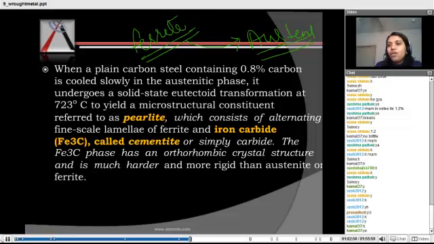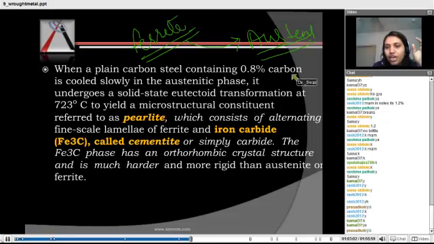This is actually a process of how we get that hard carbon steel instruments, we get that particular edges, right? Hard edges. How do we get that? We actually have carbon steel that contains 0.8% carbon. Now this is converted to austenite, and then this is cooled slowly. When it is cooled, there is a eutectic transformation that takes place, and that gives rise to something that is called as pearlite. Now this pearlite consists of alternate lamellae of ferrite and iron carbide.